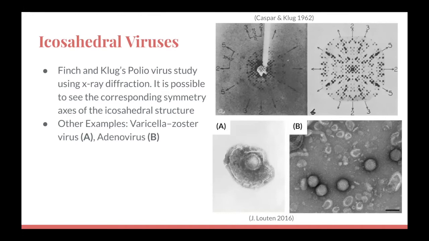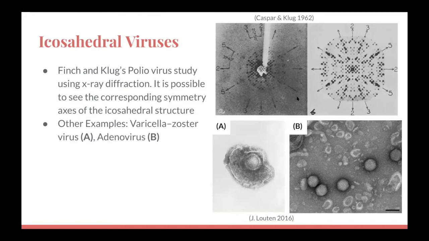And if we compare this to the expected diffraction pattern for an icosahedron, we can see that they're very similar, with the lines corresponding to the symmetry axes in the structure. This was the first real piece of evidence for icosahedral structures in viruses. Both this and Klug's tiling theory, which we discussed in the previous slide, resulted in him getting the Nobel Prize for Chemistry for his work towards virology.